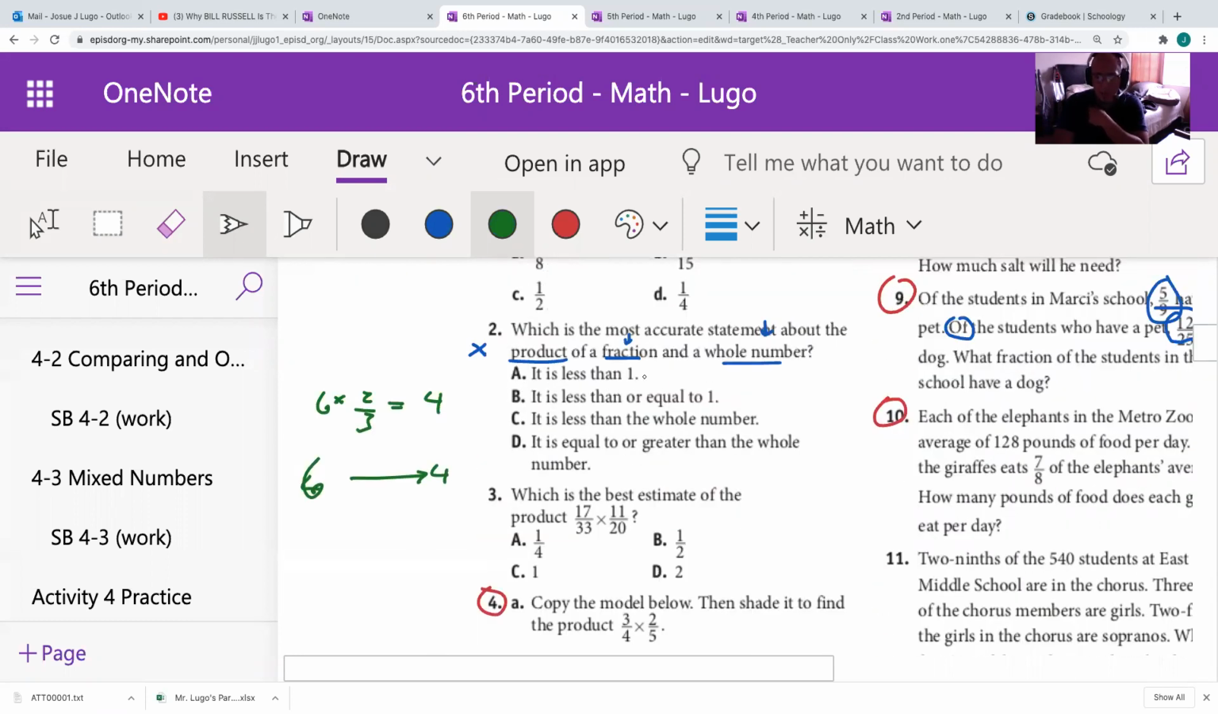It is less than 1. Did it become less than 1? Nope, it did not. Not necessarily true, okay? It is less than or equal to 1. Again, it is not less than 1. It is definitely not equal to 1, so that's not my answer.